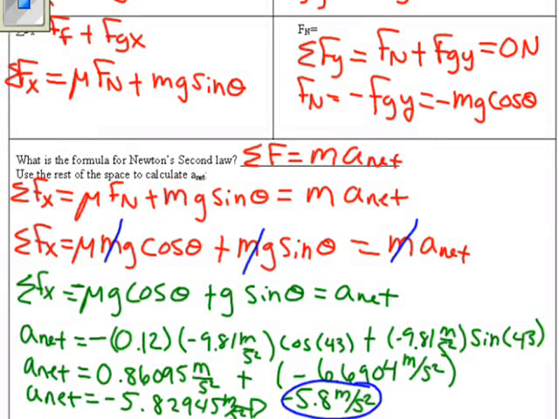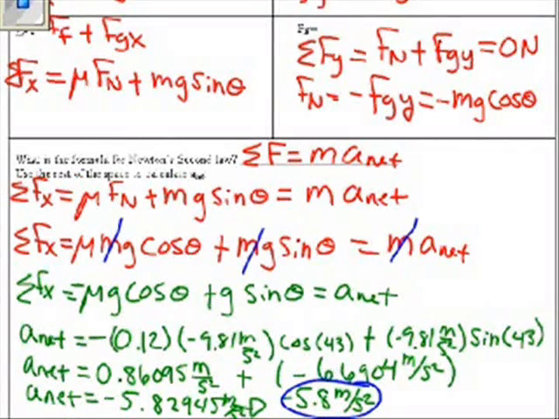So the last question we have to ask is, does this answer make sense? Which it does. We know that it's going down the plane, so it should have a negative net acceleration. It has the units for acceleration, so this problem looks good.